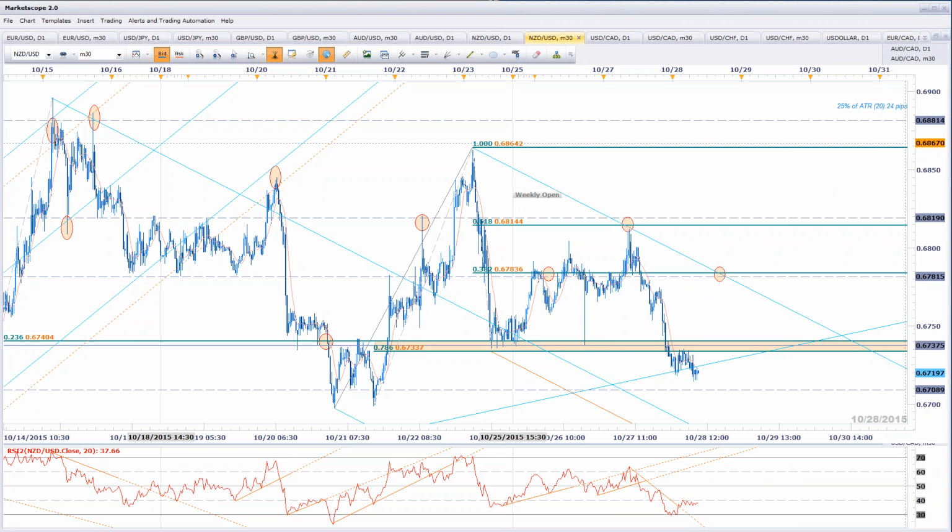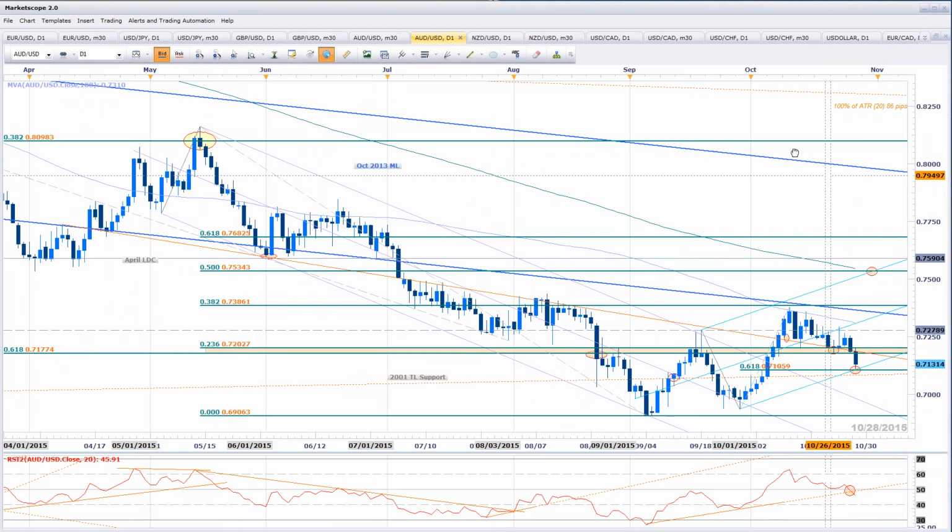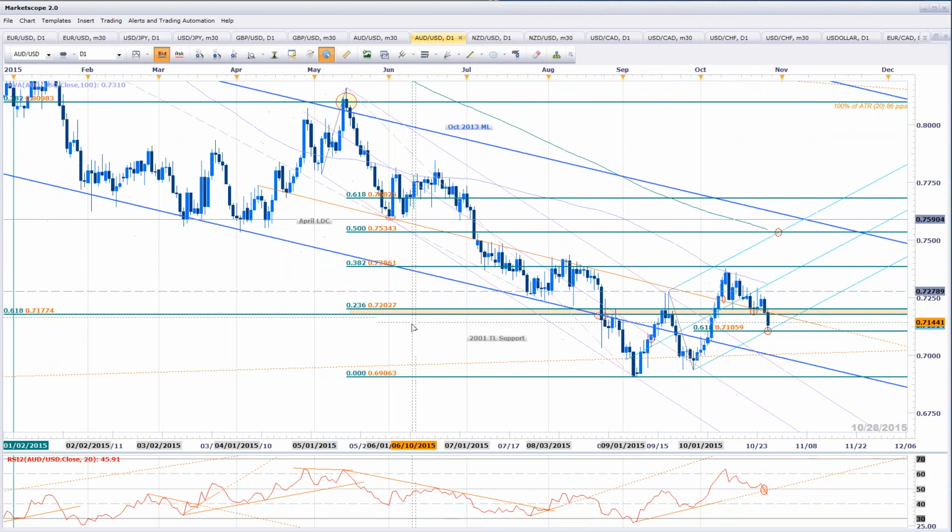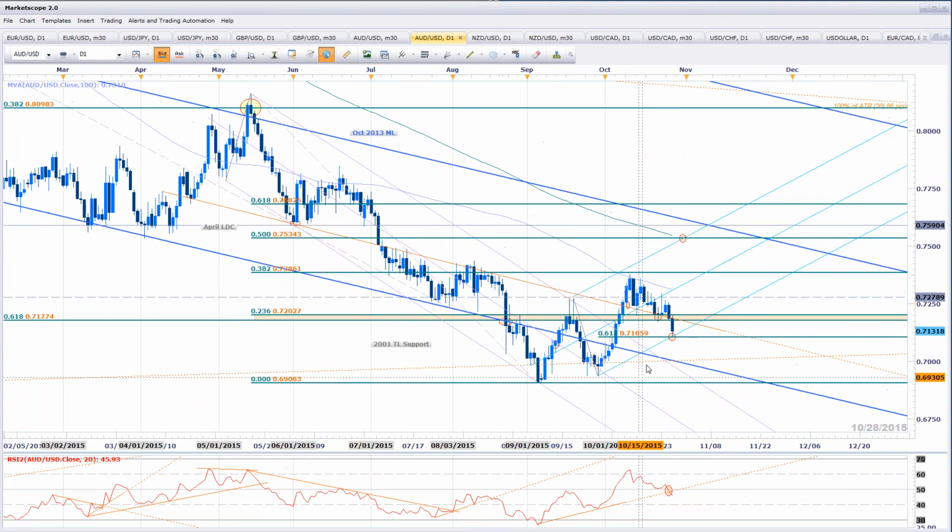Here's what Aussie looks like on the daily. So we broke below that 72 region. 71.80 was a major region of support. We highlighted that earlier in the week. Now coming into confluence support right at the 71 handle. The low last night was 71.10. The actual 618 sits at 71.06, so 4 pips shy.